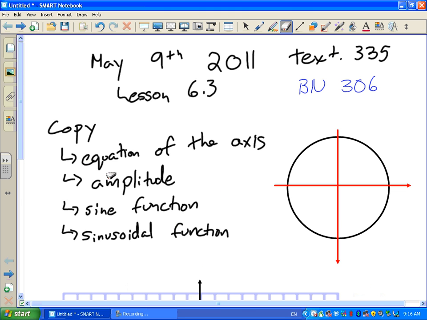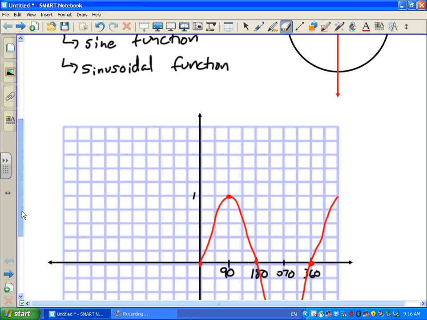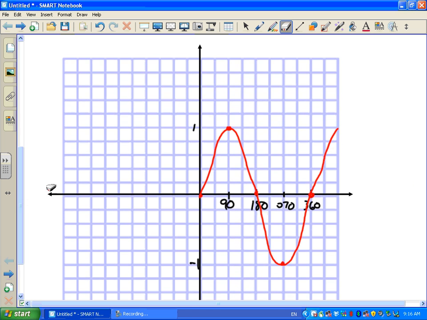Today we're going to focus on sine functions, okay? So you need to know what a period was. You need to know what a cycle was in order to move on to this topic. You were to copy down all of those things before. I've represented a sine function.